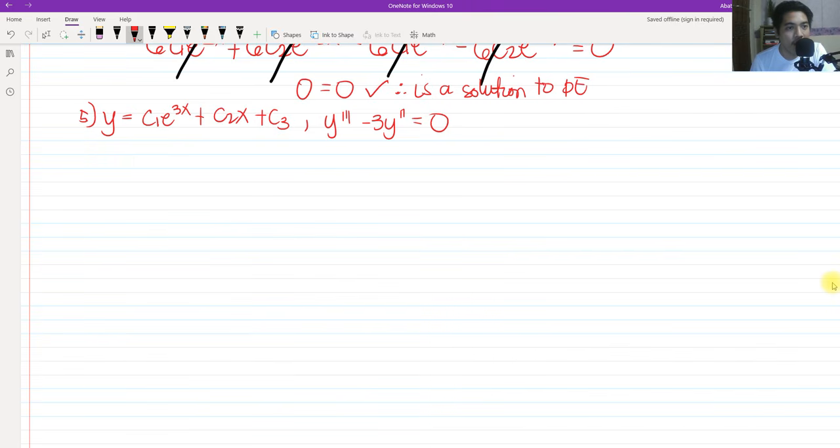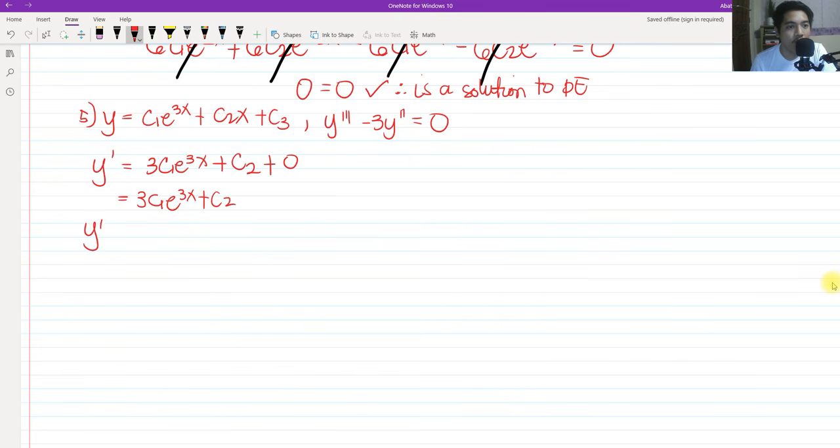Okay, so we have y prime first. So this becomes 3c sub 1 e raised to 3x, plus, with respect to x, we differentiate this. This becomes simply c sub 2. And this c sub 3 becomes 0 because a derivative of a constant is 0. So y prime would be 3c sub 1 e raised to 3x plus c sub 2.